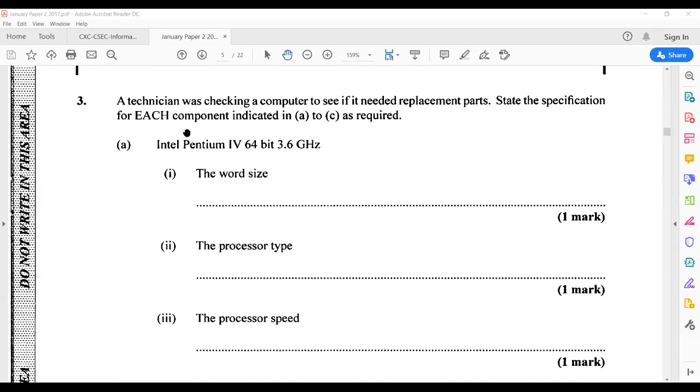A technician was checking a computer to see if it needed replacement parts. State the specification for each component indicated in A to C as required. Okay, so for the first one, which is Intel Pentium 4 64-bit 3.6 gigahertz, I want you all to put in the chat the word size, processor type, and the processor speed.